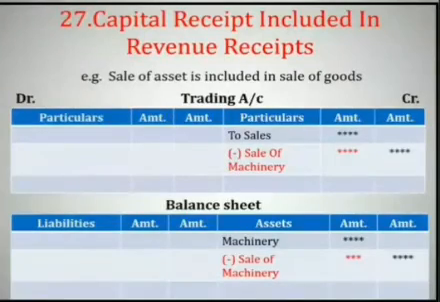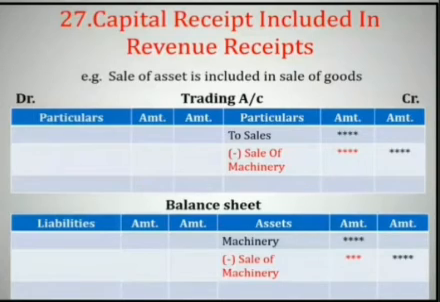We will see the next adjustment. Capital receipt included in revenue receipts. As we have already done one adjustment, that is a capital expenditure included in revenue expenditure, in the same way, we have to give the effects under the trading account and the balance sheet asset side. Here, one example is given. Sale of assets is included in sale of goods.